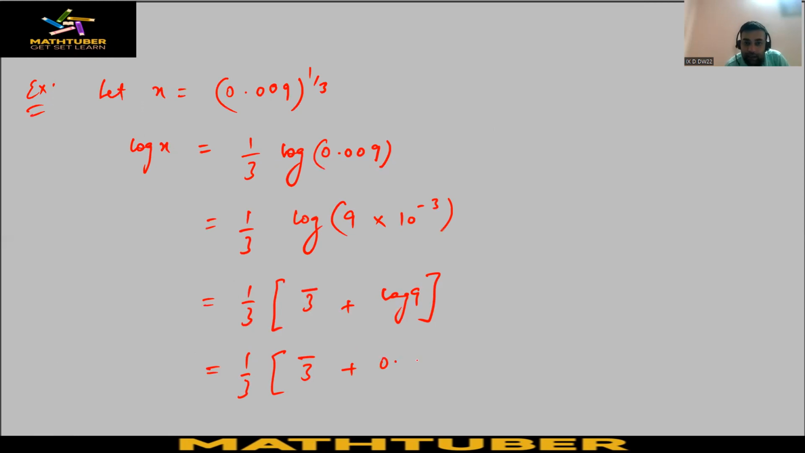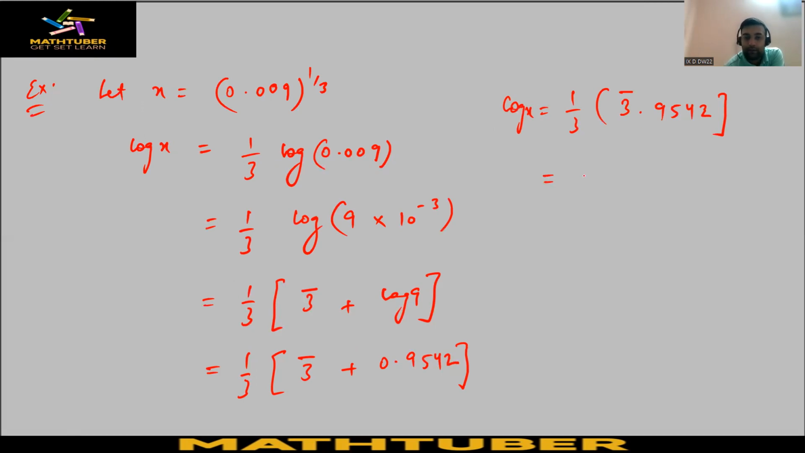So it will be 0.9542, and this will come out to be 1 by 3, 3 bar 0.9542, right? So this is how we have done it.